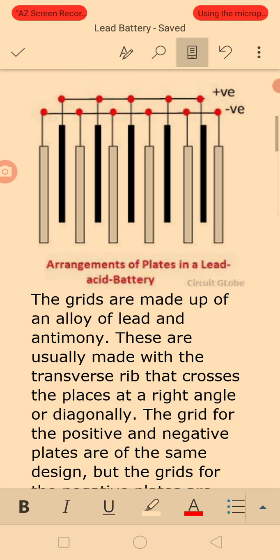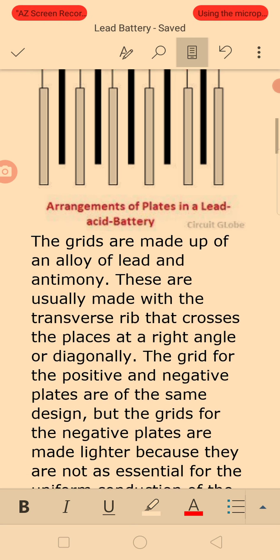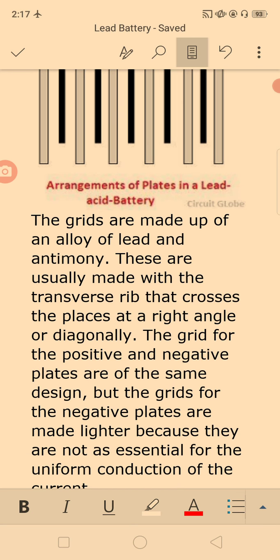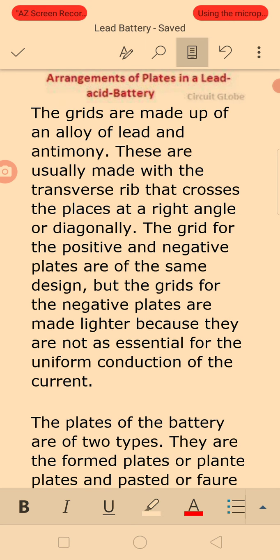Dear student, the grids are made up of an alloy of lead and antimony. These are usually made with transverse ribs that cross the plate at right angles or diagonally. The grids for the positive and negative plates are of the same design, but the grid for the negative plate is made lighter because it is not essential for the uniform conduction of the current.